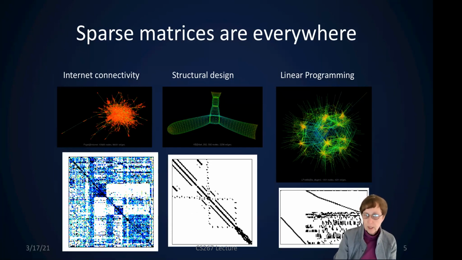Structural design, you'll see a lot of structure when you're looking at something like a physical structure that you're simulating. And linear programming, on the other hand, can have some other kind of weird structure, also may not be a square matrix, but a rectangular, short, wide matrix.